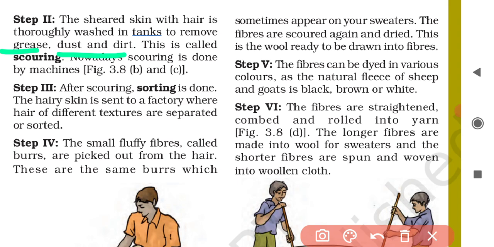Therefore, what is scouring? The process of washing the fleece, or we can say the process of washing the cut hair of the sheep, that removes dust, dirt, sweat, and even grease, is called scouring. After scouring, the fleece of the sheep will get cleaned. Okay, understood?